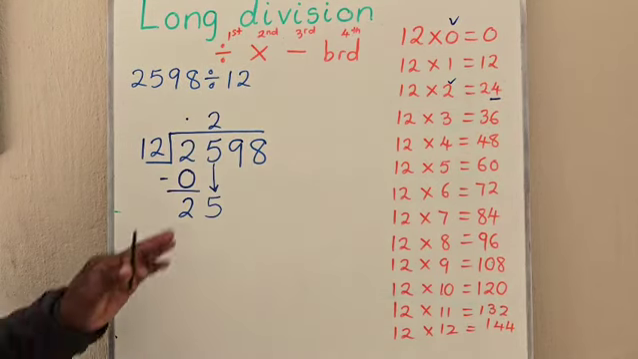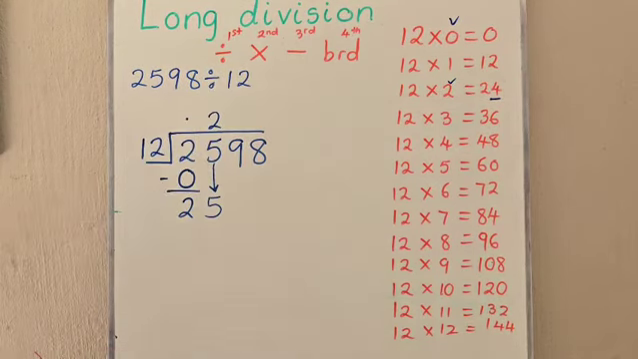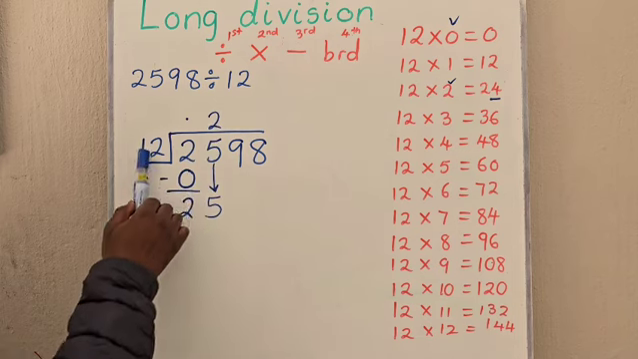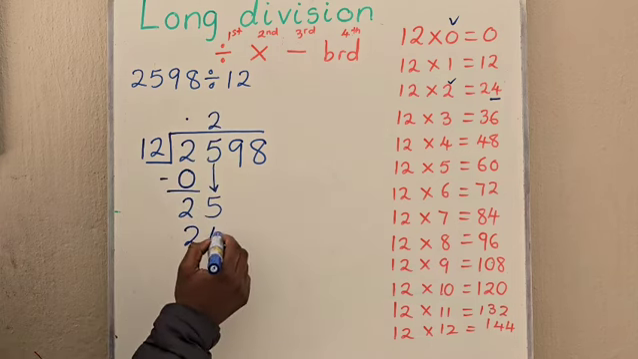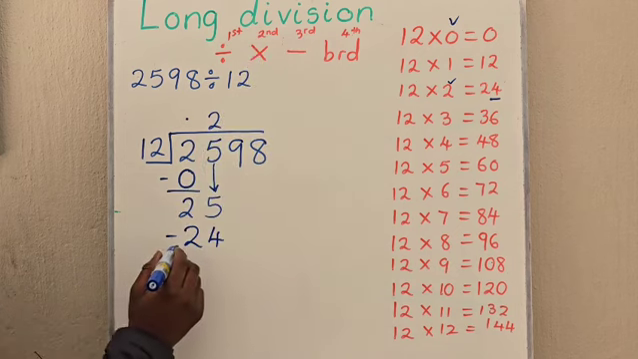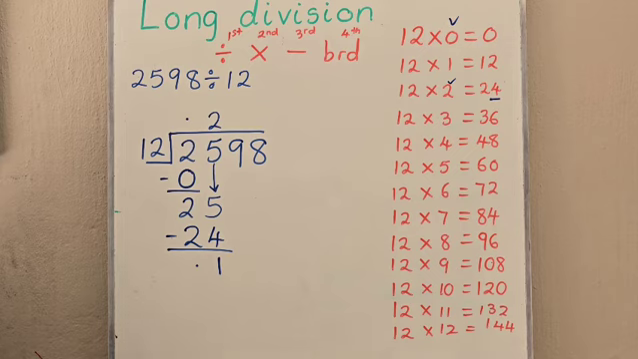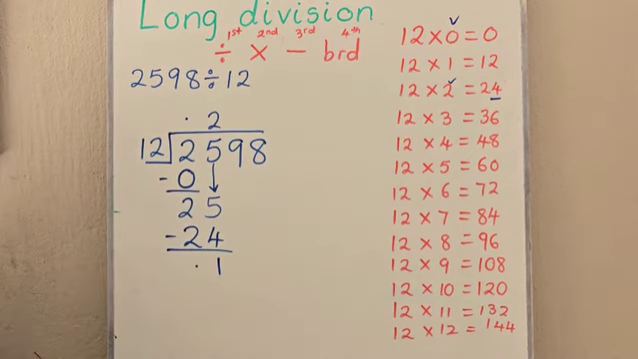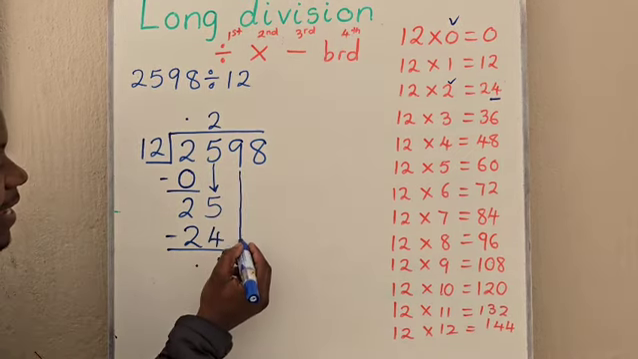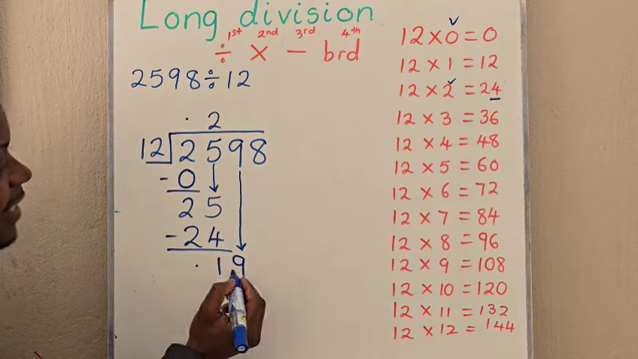So that's 2. The second step after dividing is to times. 2 times 12 is 24. The third step is to minus. 5 minus 4, that's 1. 2 minus 2, that's 0. The fourth step is to bring down. So I bring down this 9 and I get 19.